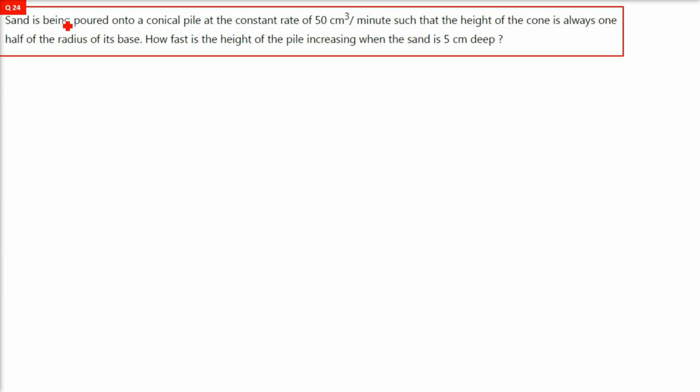Sand is being poured onto a conical pile at the constant rate of 50 centimeter cube per minute, such that the height of the cone is always 1/2 of the radius of its base. How fast is the height of the pile increasing when the sand is 5 centimeter deep?